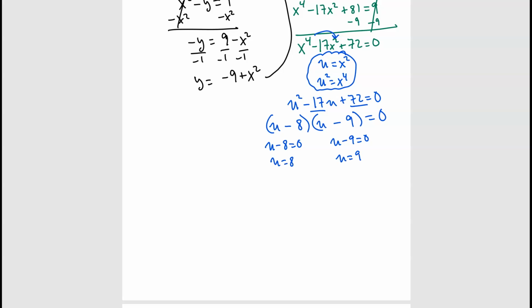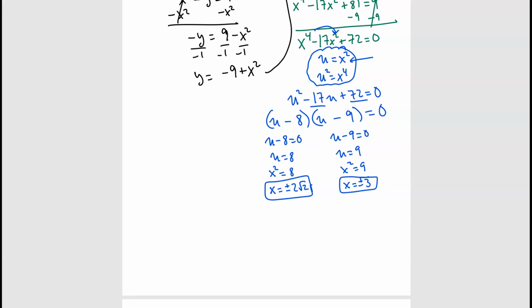Now remember, u initially was x squared. So x squared equals 8, and x squared equals 9. So x here is going to be equal to plus or minus the square root of 8, which is 2 square root of 2, and this is going to be plus or minus 3. Okay, so there were a lot of things that we needed to remember from the previous section as well.